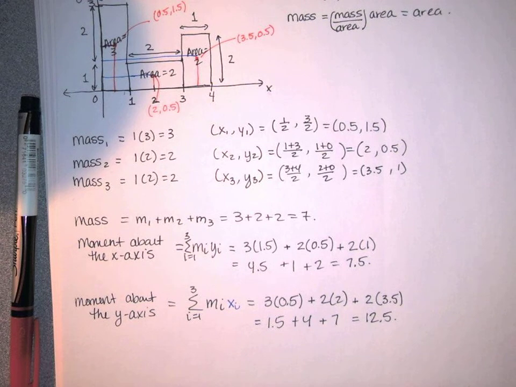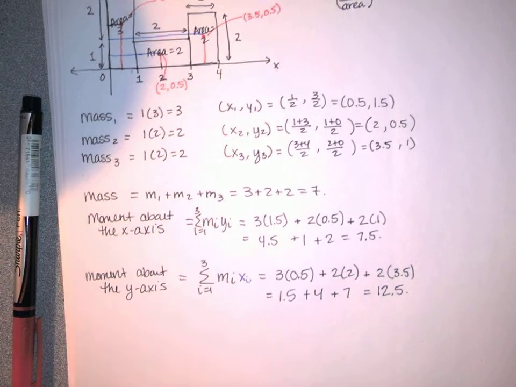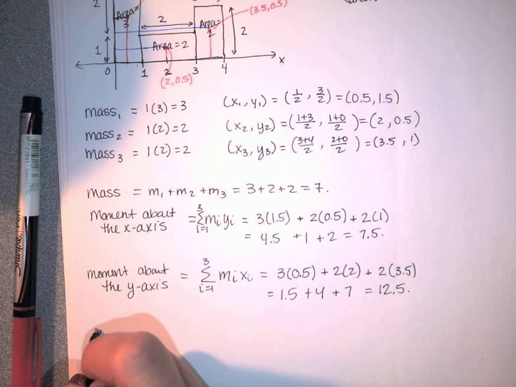Isn't that nice? We just took this thing that was planar and we simplified it by thinking of concentrating all of the mass at a single point. And it turns out that that's completely legal. That's the balance point for that entire rectangle. Okay, so I found the mass, I found the moments about each axis, and now I can use those to find the center of mass.